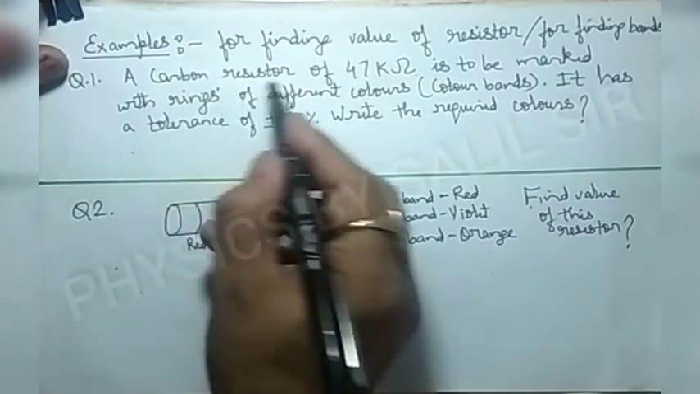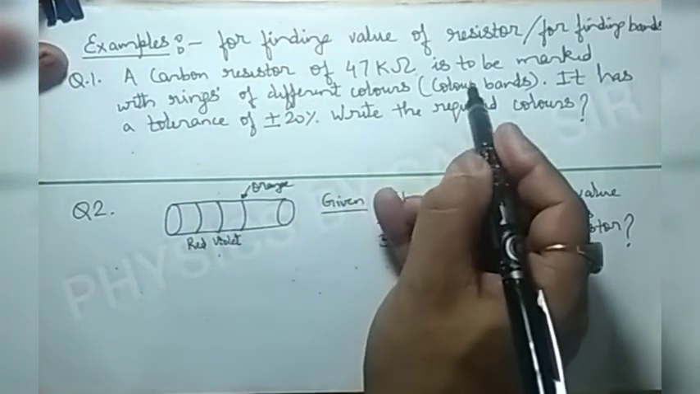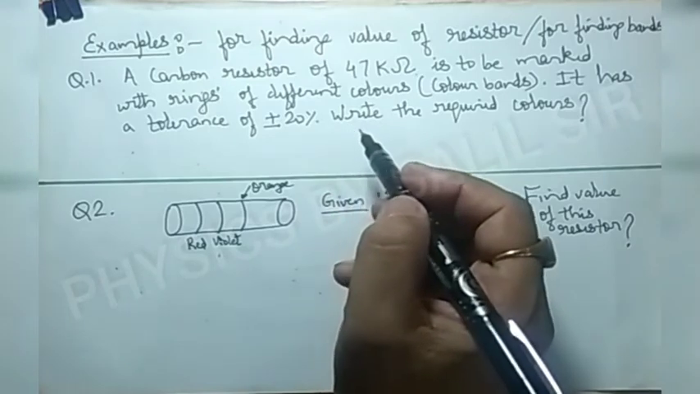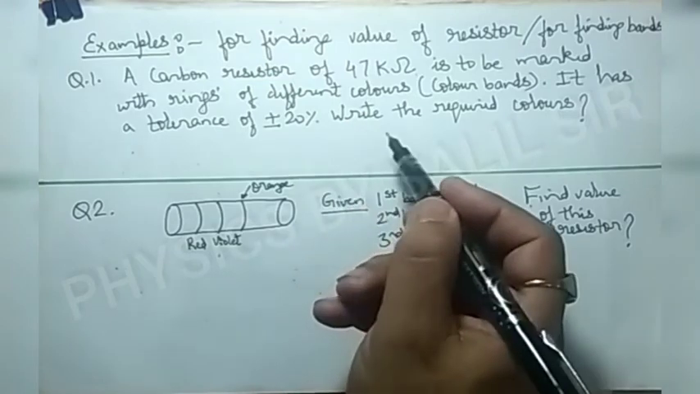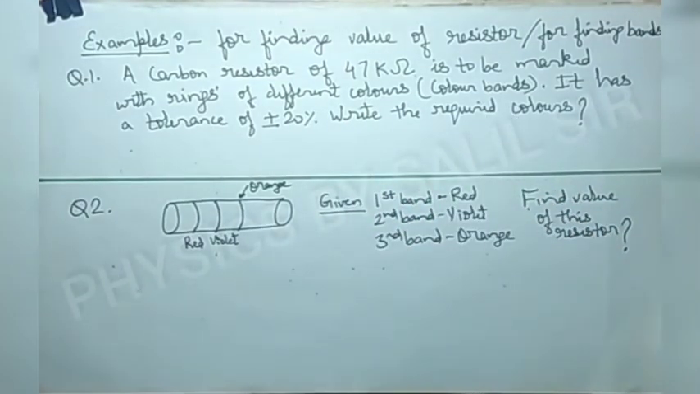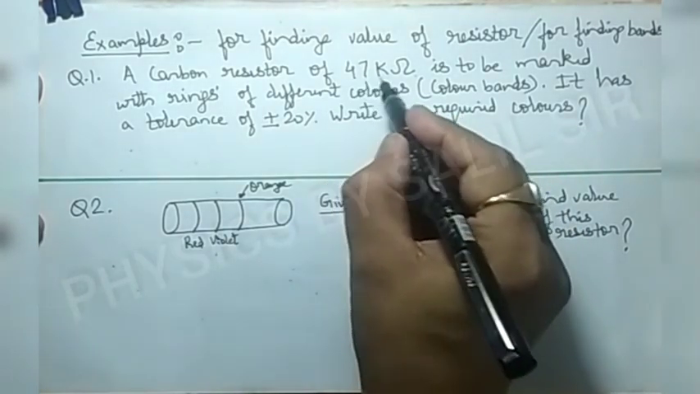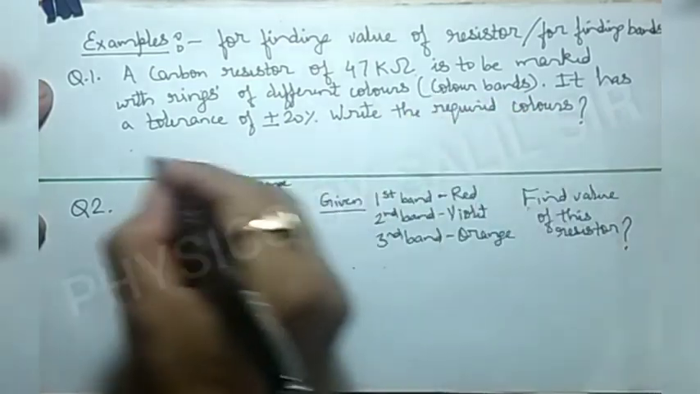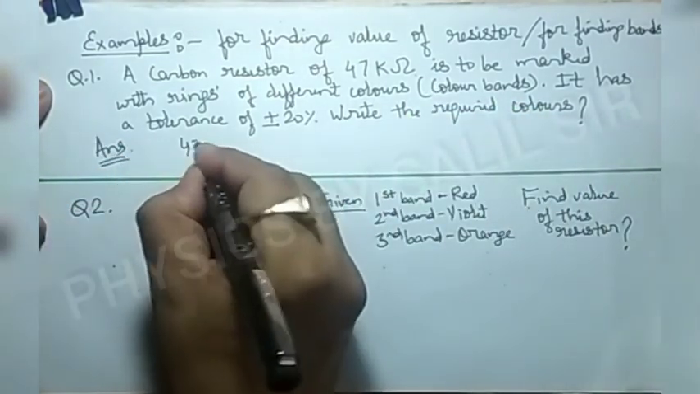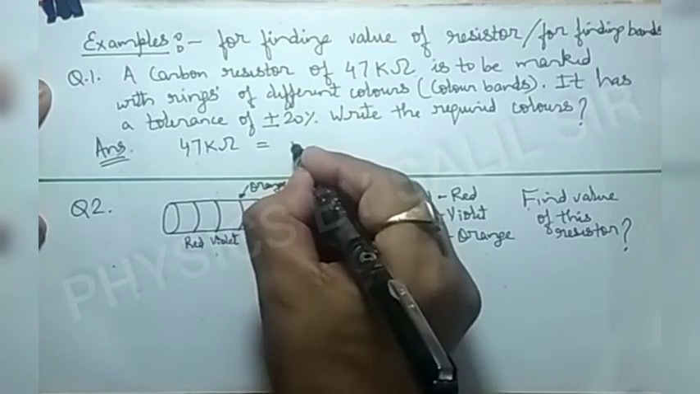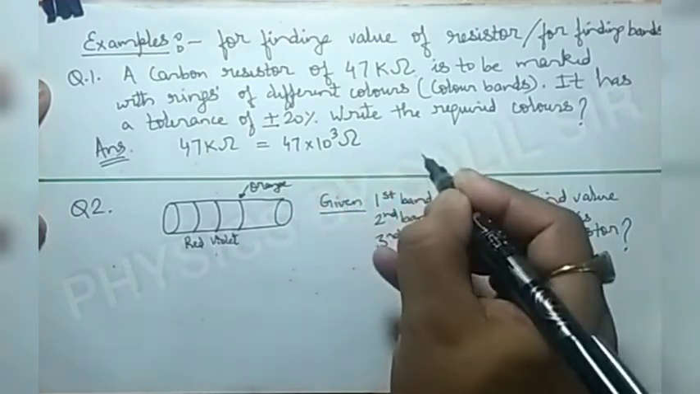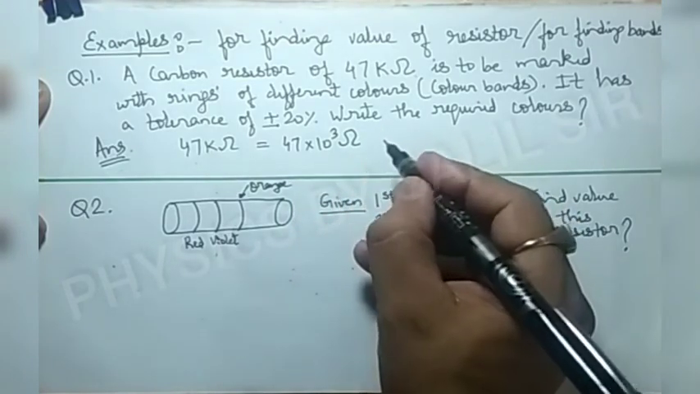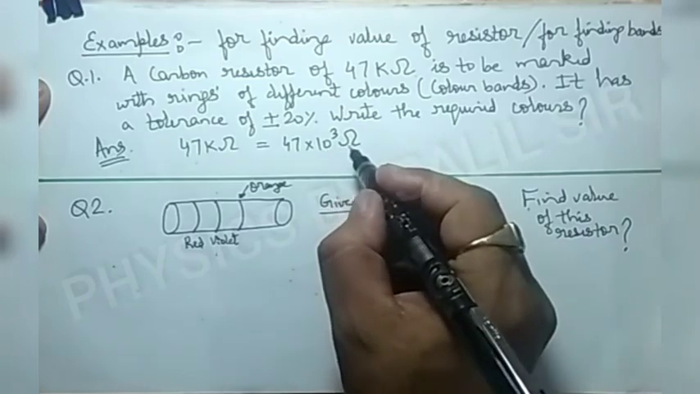Suppose there is a question: a carbon resistor of 47 kilo ohm is to be marked with rings of different color bands. It has a tolerance of plus minus 20%. Write the required colors. Now in this question we are getting 47 kilo ohm. 47 kilo ohm should be converted into ohm. Kilo means 10 to power 3. So 47 into 10 to power 3 ohm. This will be the value of the resistor in the form of SI unit.